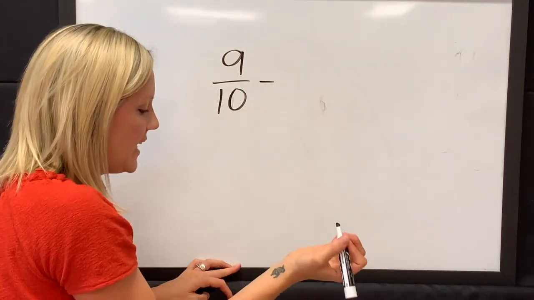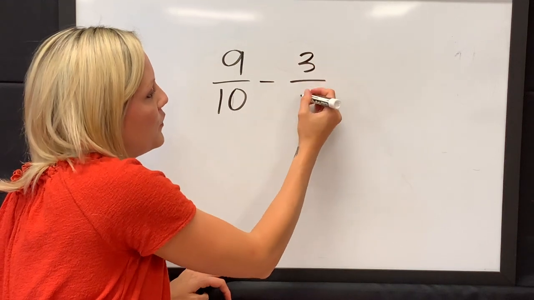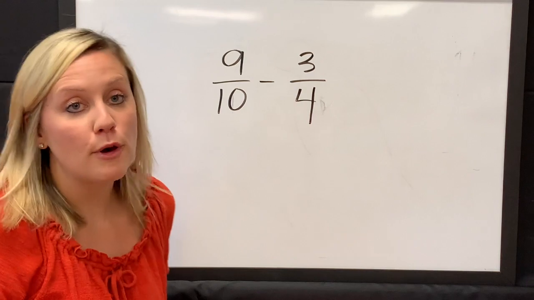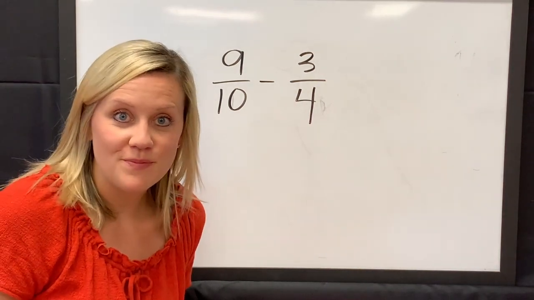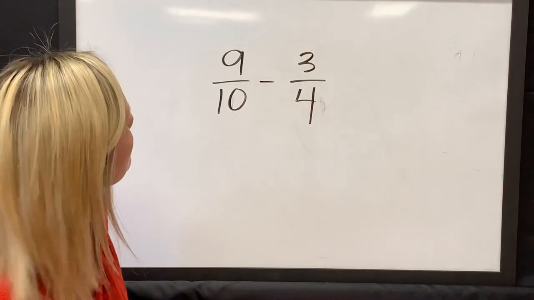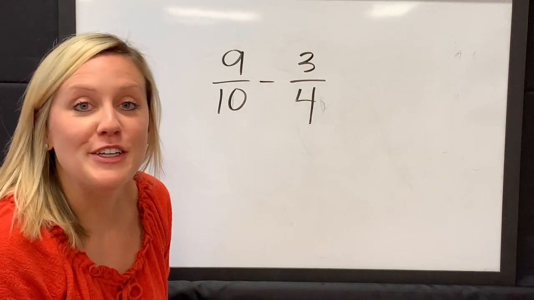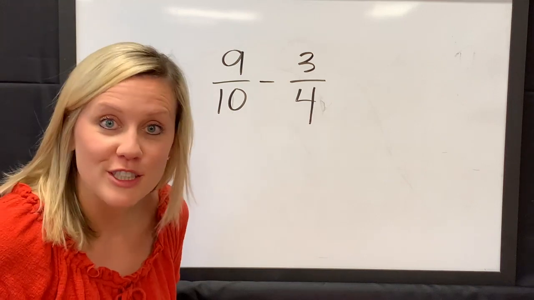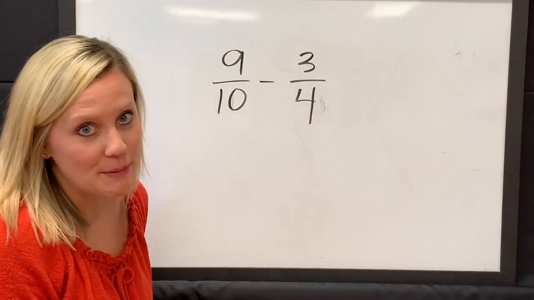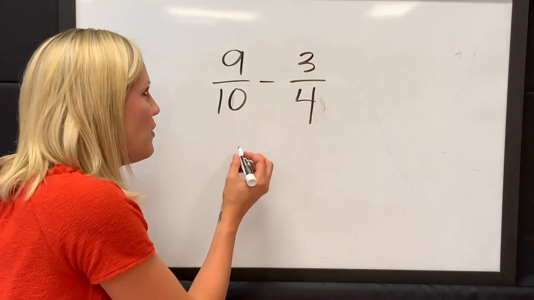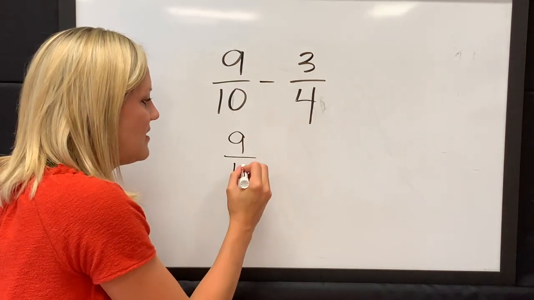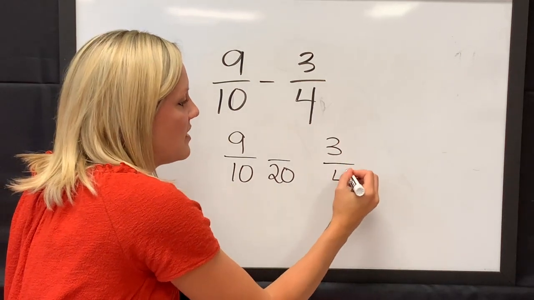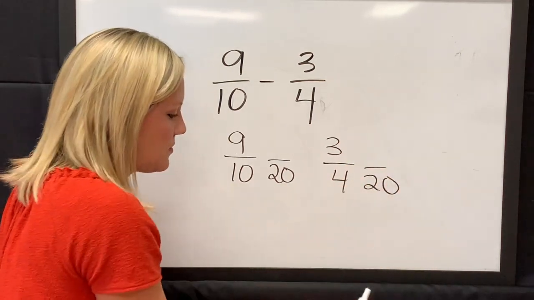Okay, let's do 9/10 minus 3/4. Okay, same thing. Let's think of a number that both 10 and 4 go into. What about 20? We also could have multiplied these and used the number 40. We would just have a little more work to do at the end because we would have to reduce. But I'm going to go with 20 because I don't want to have to reduce. So we have 9/10 into 20ths, and we have 3/4 into 20ths.